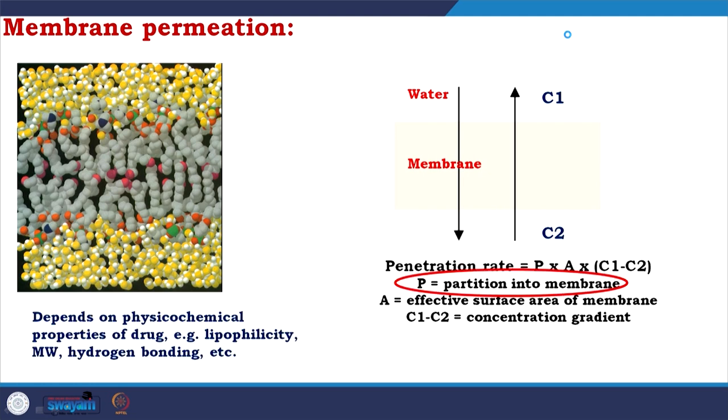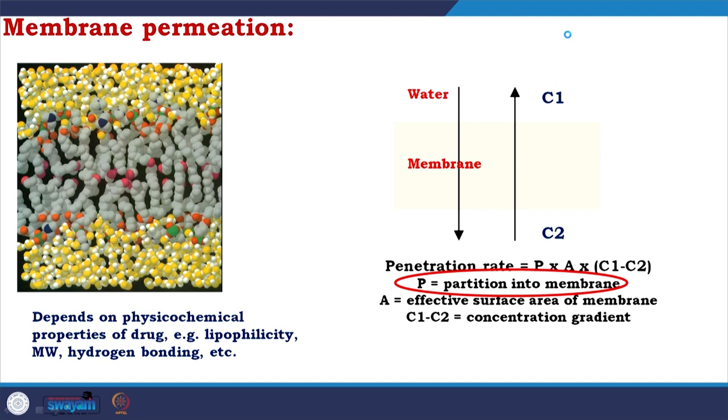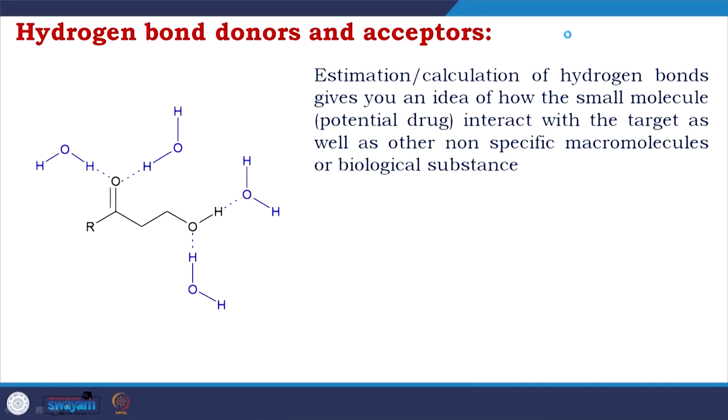Now, the partition into the membrane, which is the most critical factor here in the permeation, depends on physicochemical properties of the drug, for example, lipophilicity, molecular weight, hydrogen bonding, and all those factors. It also depends on the concentration gradient, which keeps developing in the system once you start giving the dosing of a drug. Hydrogen bond donors and acceptors. The estimation calculation of hydrogen bonds gives you an idea of how the small molecule, which is the potential drug, interacts with the target as well as other non-specific macromolecules or biological substances.